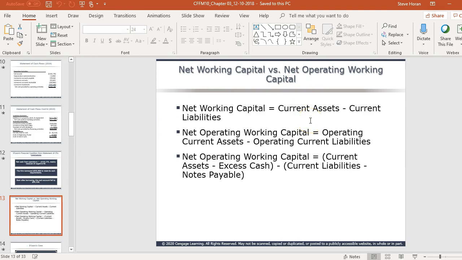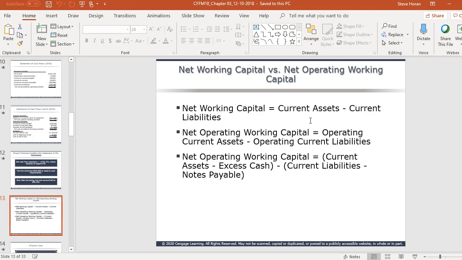Okay, now a significant term that you'll need to know for the entire class, and not just chapter 3, is the difference between net working capital and net operating working capital. It's a subtle difference, but it's one that will trip you up if you don't know it, because you'll be making some calculations using these two definitions, and if you don't get them right, your calculations are wrong, you get homework assignments wrong, and so on.